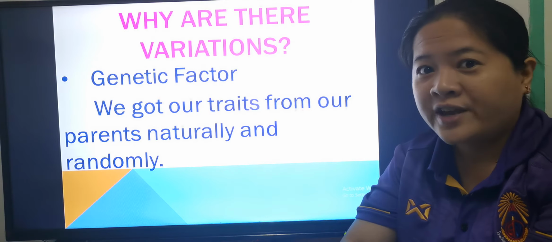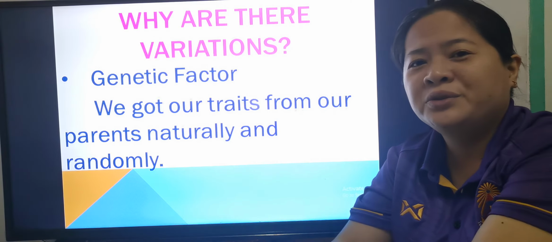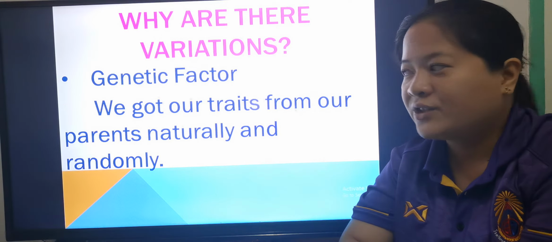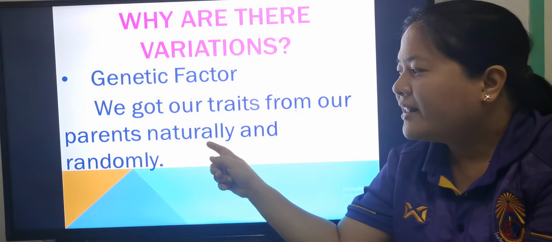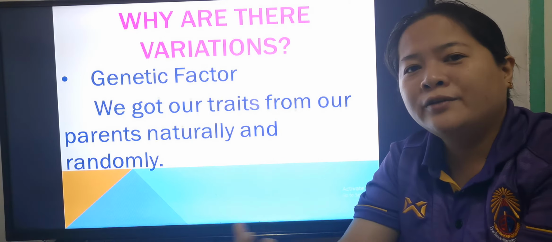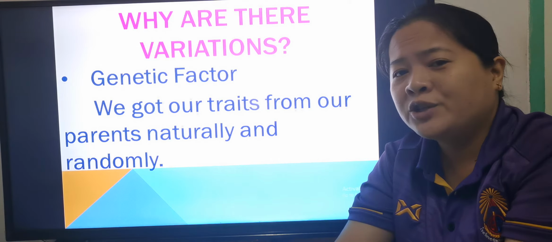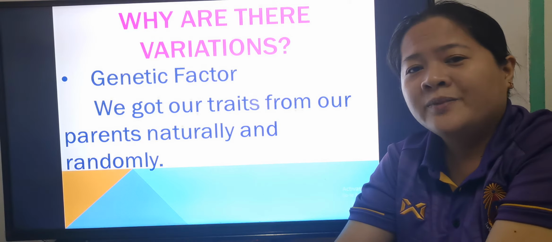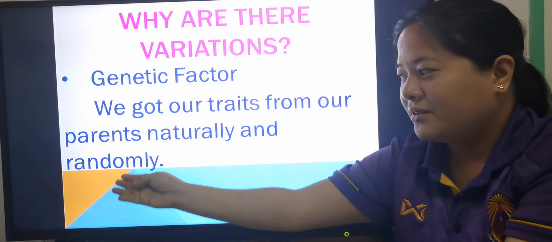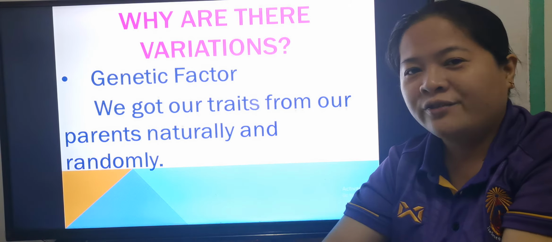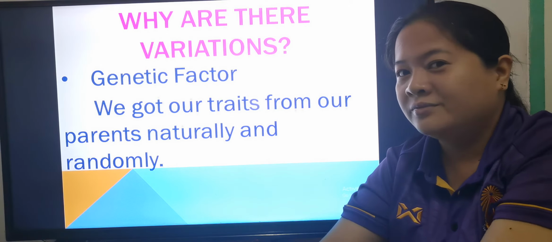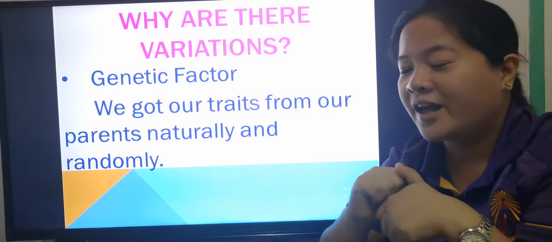Now, why are there variations? That's why I asked, why do you look different from your brothers and sisters? It's because number one is the genetic factor. So we got our traits from our parents naturally and randomly. This word is important, random. So when your mother and father have children, they can never be sure what that child will look like. They will have some traits from the mother and from the father, but when they combine, it's random. You can never be sure if your baby brother or baby sister will look like you. If your mother is pregnant right now, you can never be sure if that baby will look exactly like you. It's not going to happen.